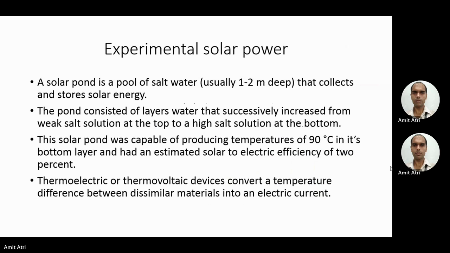Experimental solar power. So here we are having a solar pond. Okay, that is a pool of water 1 to 2 meters deep, and it is collecting and storing solar energy. Means we are storing the solar energy using a solar pond. So the solar pond has layers of water that successively increase from weak salt solution at the top to high salt solution at the bottom. Means the concentration of salt in the solution is increasing with depth. So this solar pond is capable of producing a temperature of 90 degrees Celsius in its bottom layer, means the lowest layer, and has an estimated solar to electric efficiency of 2%.